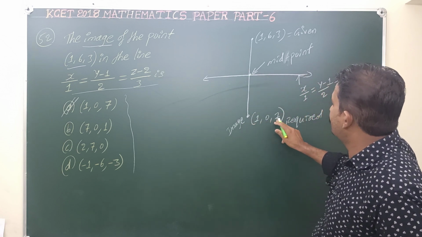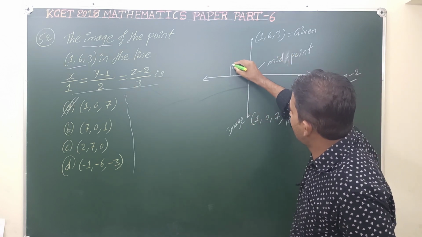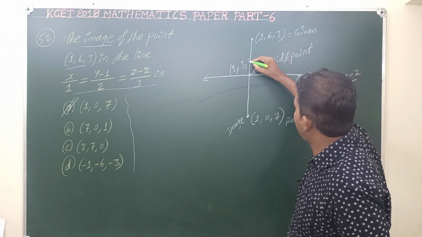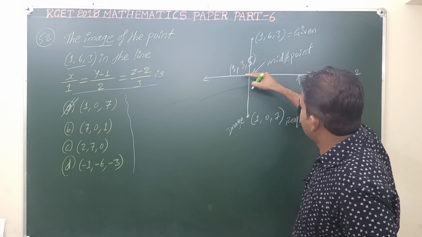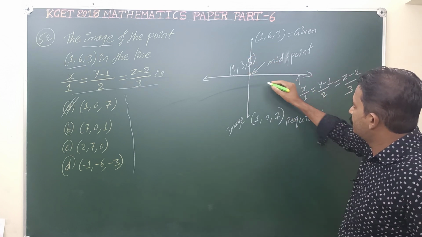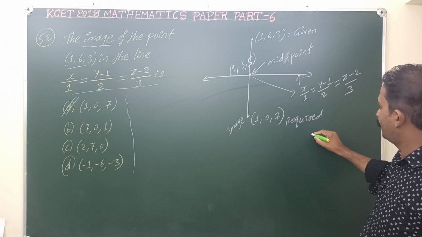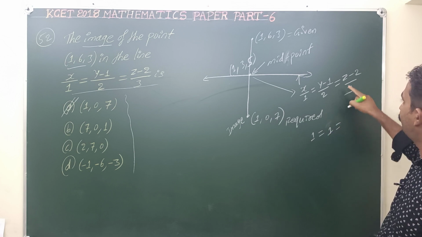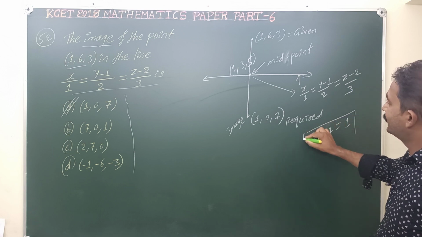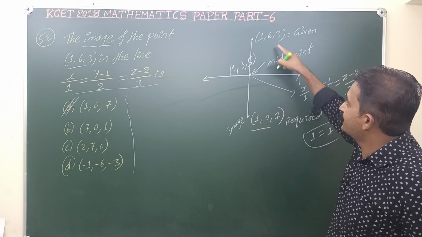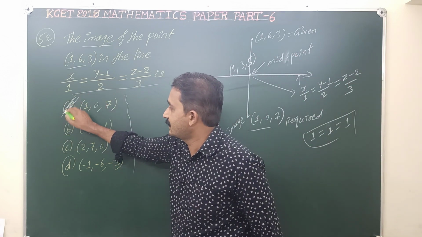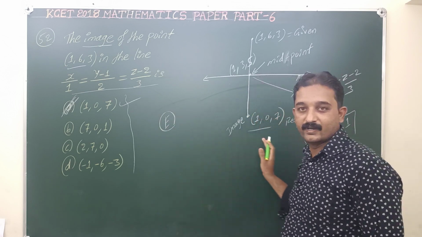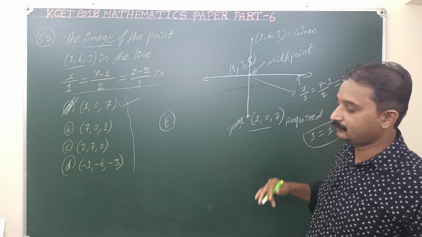The points 1, 6, 3 and 1, 0, 7: 1 plus 1 is 2, 2 by 2 is 1, 6 by 2 is 3, 10 by 2 is 5. So 1, 3, 5 is the midpoint in this case. This lies on this line. x: 1 by 1 is 1, equal to 3 minus 1 is 2 by 2 is 1, equal to 5 minus 2 is 3 by 3 is 1. Hence this is the correct image of this point. So option A is correct. This is an easy question, all the students can solve it easily in this way.